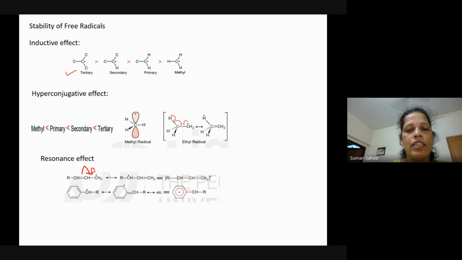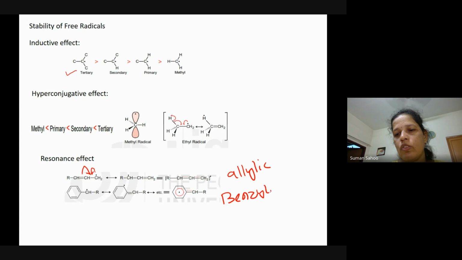Even resonance also, it can delocalize onto your pi system when it is in conjugation with a carbon-carbon double bond, as in the case of an allylic radical, and this is the case of a benzylic radical. So you would have more resonating structures possible in the case of the benzylic radical, and so that would be more stable as compared to allylic. Again, while comparing this with normal tertiary, secondary, primary, and methyl, resonance is a stronger effect as compared to the inductive effect. So in that case, benzylic would be the most stable radical as compared to allylic. Then comes tertiary, secondary, primary, and methyl.